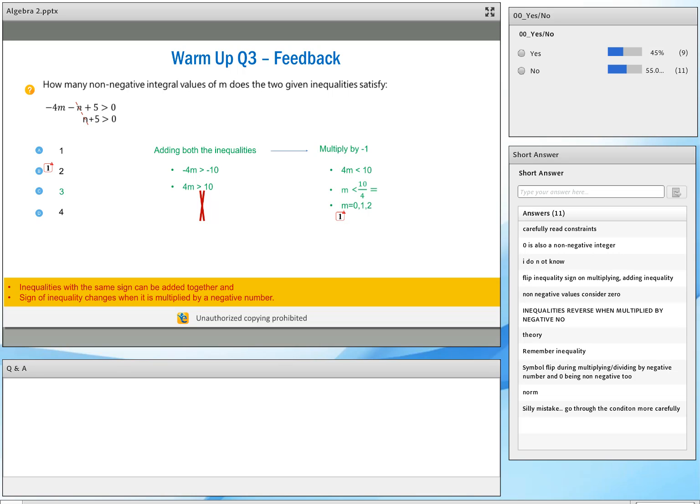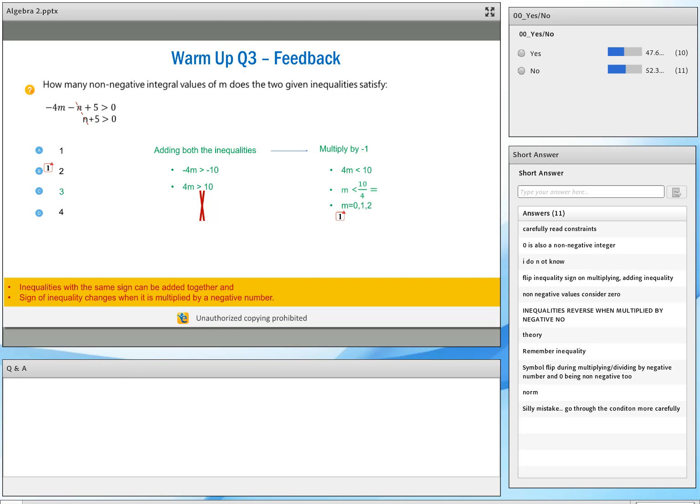I see over here quite a few good reasons. Carefully read the constraints, that is good, but I would want you to also write down that 0 is a non-negative integer. So essentially, each error log entry should have a process scale and a concept scale.